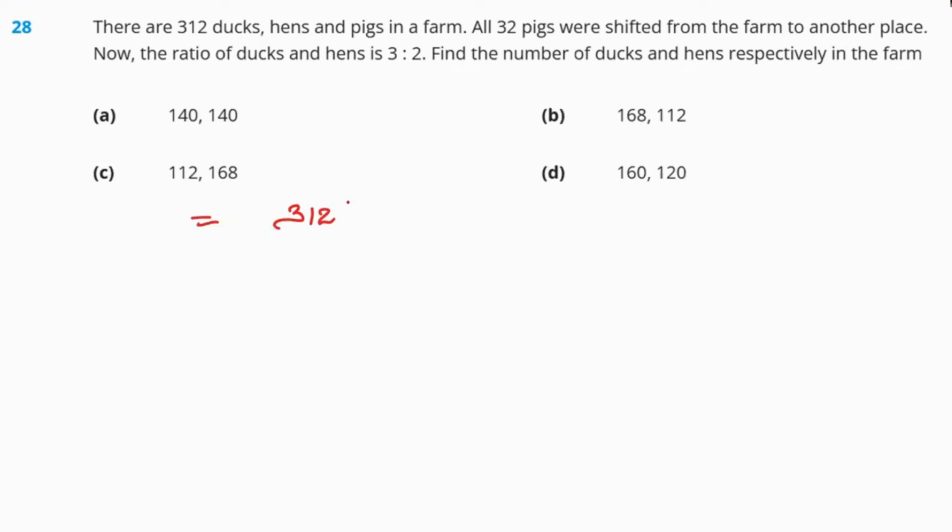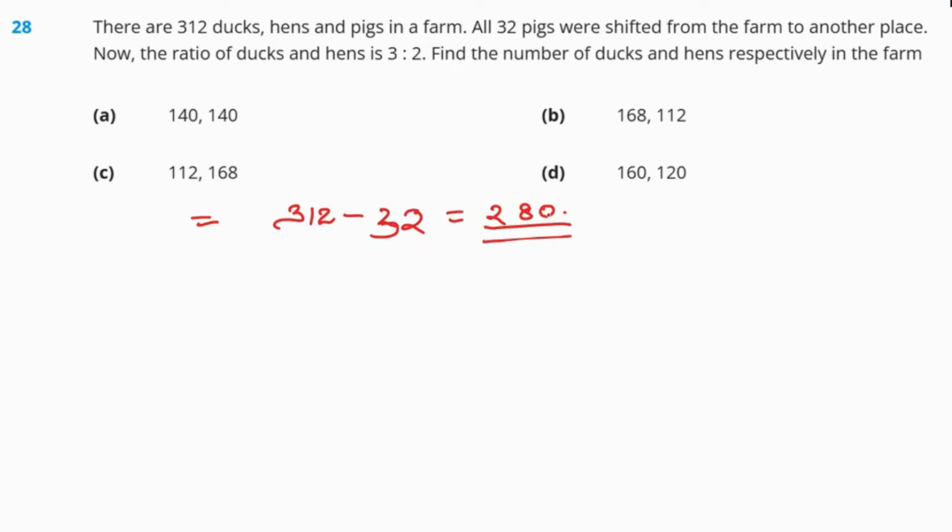From that, all 32 pigs were shifted to some other place. So we will subtract 32 from 312. What will we get? Yes, we will get 280. All the pigs were shifted, right? So now the total number of animals is 280.